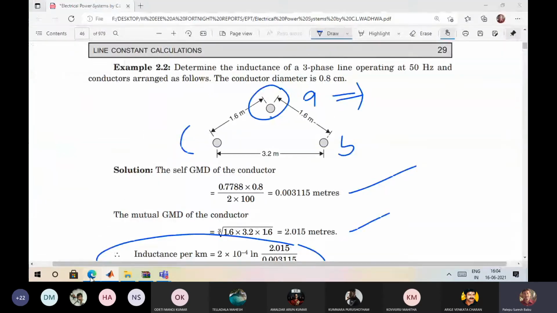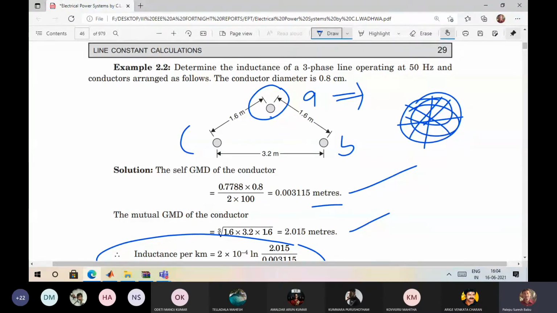But in the same problem here, it is expressed in meters. That's why you can observe that 0.7788 is multiplied here: to consider the internal flux linkages in the calculation of inductance, we use R dash instead of R. For capacitance we use only R, so we do not consider the internal charge present inside the conductor. We consider the charge present on the surface of the conductor. So for capacitance calculation we consider R, and for inductance calculations we consider R dash.